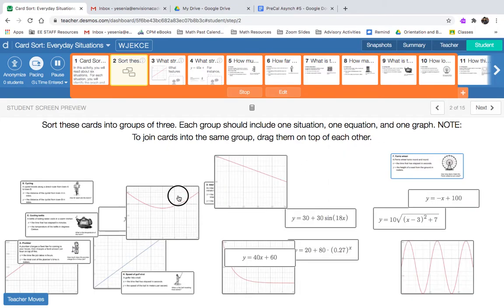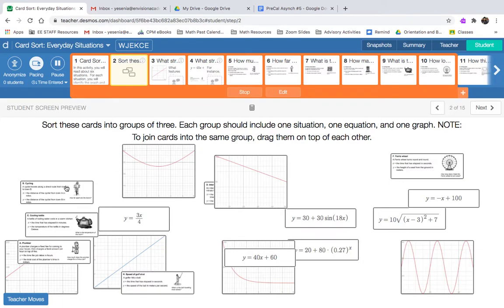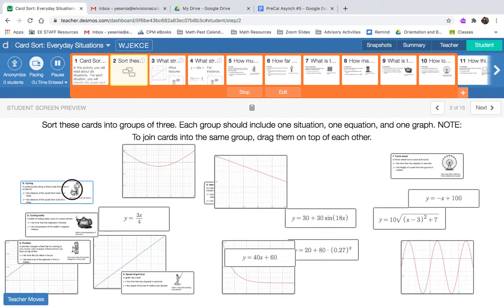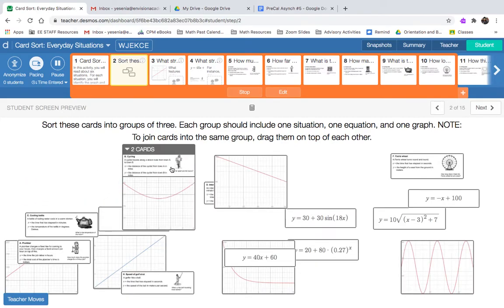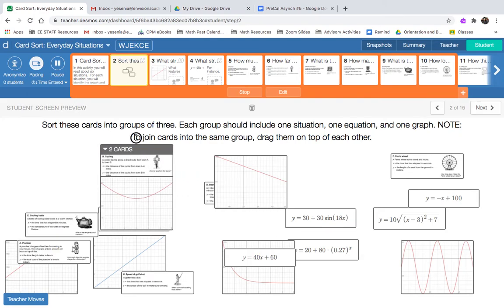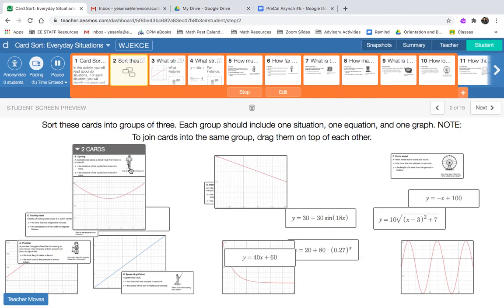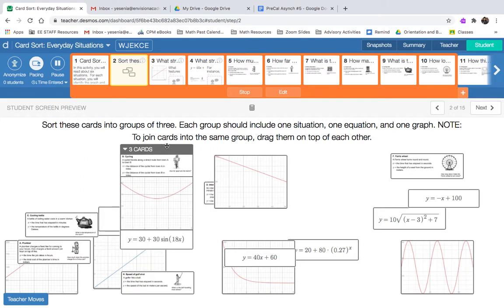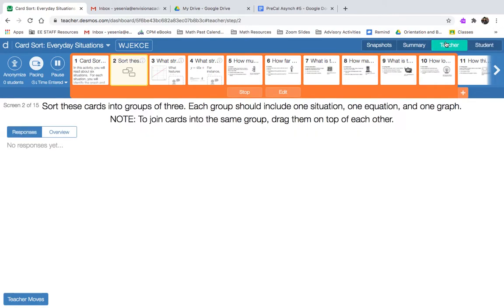So for example, let's say I think this parabola matches up to this cyclist that's traveling the distance from town A to town B. To be honest, I don't think that's correct. I'm just doing an example. This is not a correct sort. So I have a situation and a graph, and then I need to match it up to a function. Of course, you're going to do this thoughtfully. Right now, I'm just doing an example of how to combine the cards. And on my end, I'll be able to see whether it's green or red if your match is correct or not.